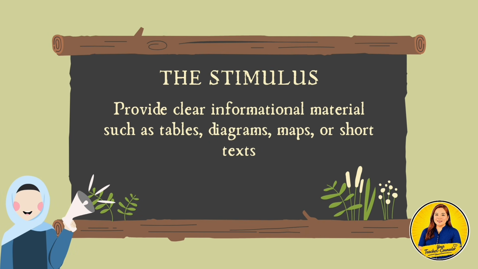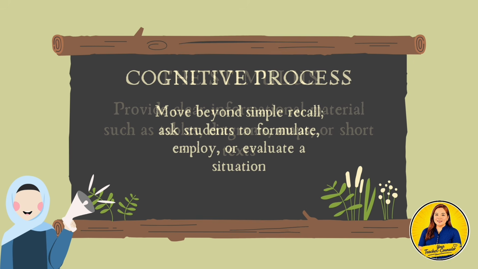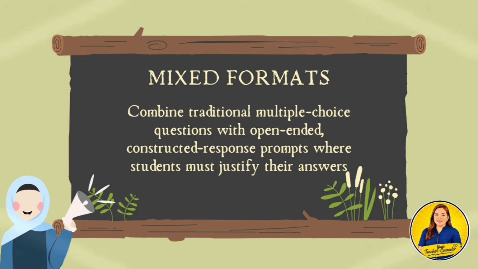The second element is the stimulus itself, which should provide clear informational material such as tables, diagrams, maps, or short texts. The third element is the cognitive process required, moving beyond simple recall and asking students to formulate, employ, or evaluate a situation. Finally, the fourth element is mixed formats, meaning the question combines traditional multiple-choice questions with open-ended, constructed response prompts where students must justify their answers. Together, these 4 elements form the backbone of any well-designed PISA-like question.